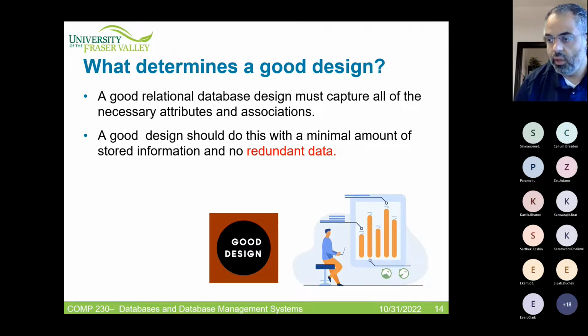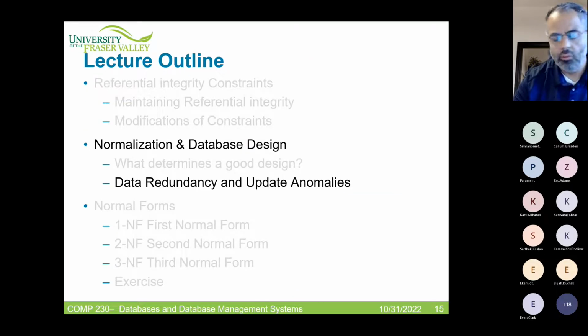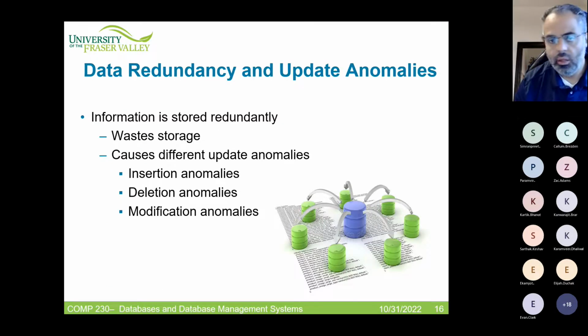So we should avoid making any redundant data or duplication of our data whenever there is no need to do this. How will this happen? Let's see what we mean by data redundancy and update anomalies in this case. Data redundancy means that information is stored redundantly, which means, as I said, it's being duplicated in different places even though there is no need for this duplication. This will be a waste of storage. And again, wasting the storage will affect the efficiency and cause different update anomalies. Why?